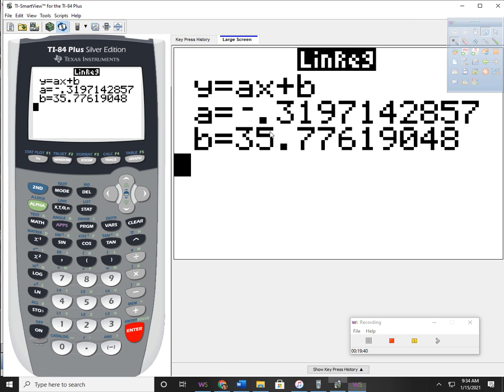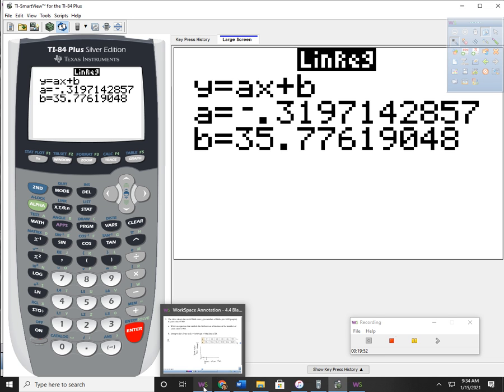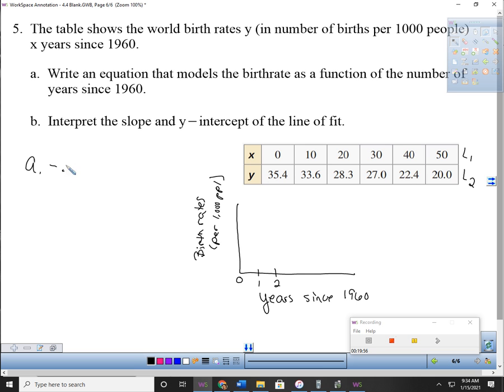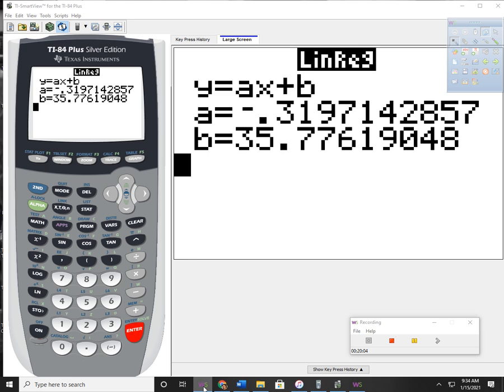We're like less than 1. So negative 0.3197 x, right, plus, and then we have 35.78.